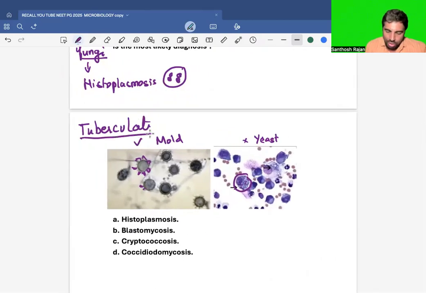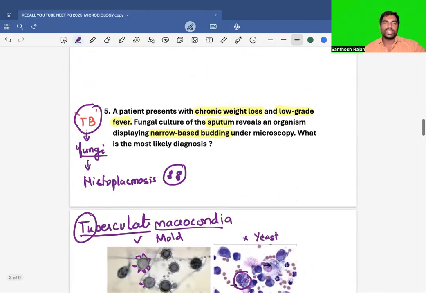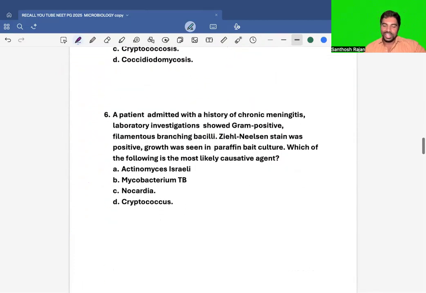And here the form is called tuberculate form, TB. So this goes towards histoplasmosis. Directly you can mark histoplasmosis. Very easy, right? It's the tuberculate form, tuberculate macroconidia, and the narrow budding yeast cells, and the symptoms are very much like TB. This is enough to say it's histoplasmosis. Okay, you got it. Next question.